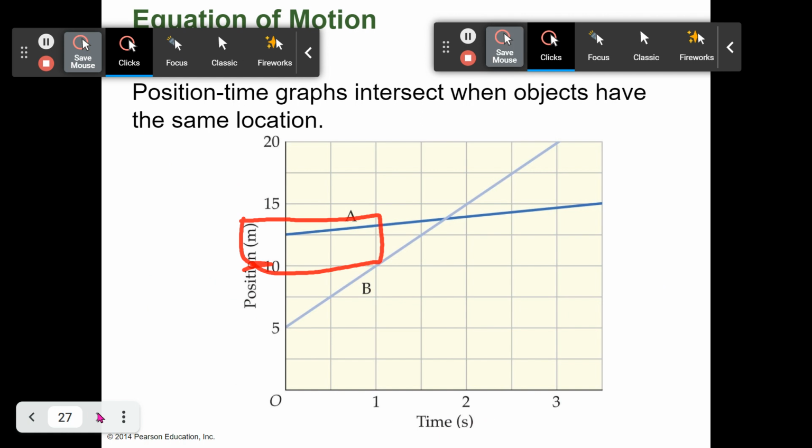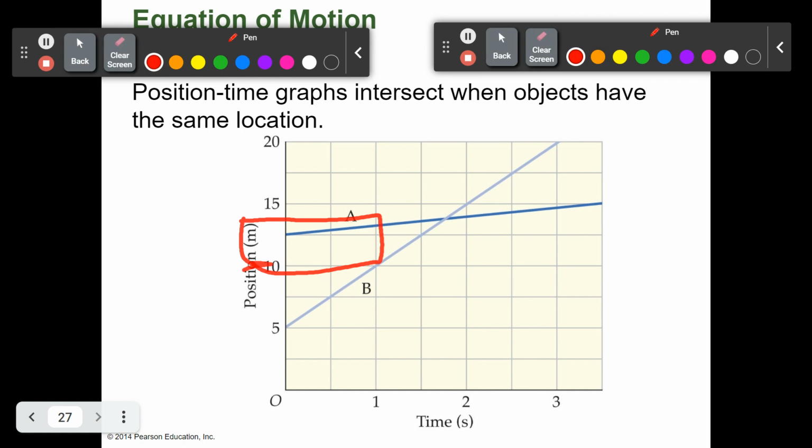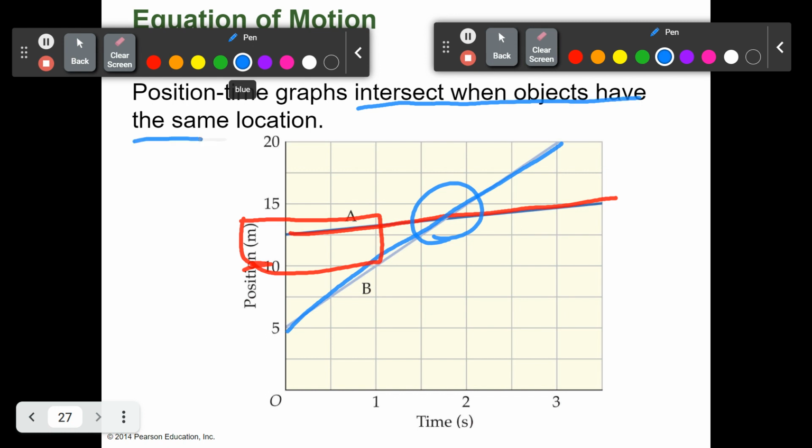Okay, so this may be in some of the ones y'all had on a homework problem. We have two lines on the same graph. We have line A here, and then line B. So this is line A. This is line B. And what kind of information can we get by looking at two lines on the same graph? Where they intersect is where they have the same location. So that's what you need to know. Where they intersect is where the objects will have the same position.